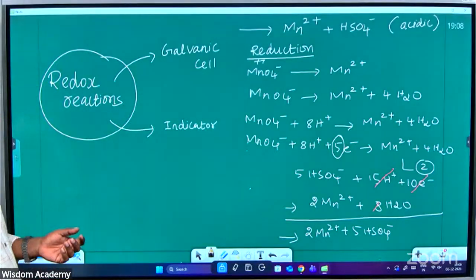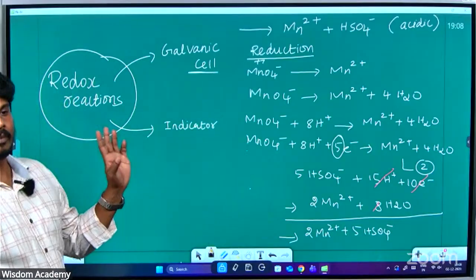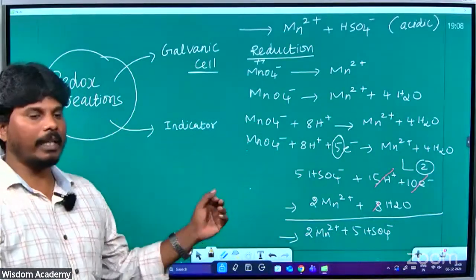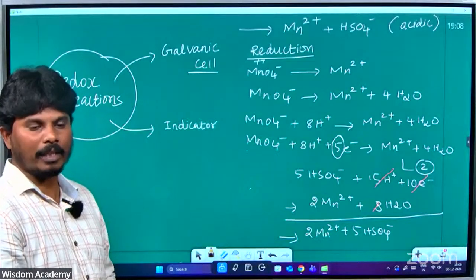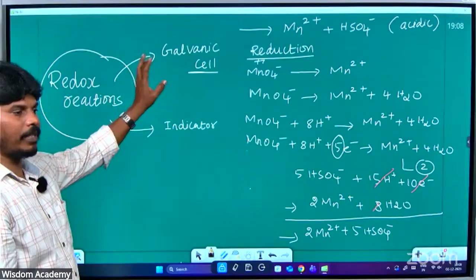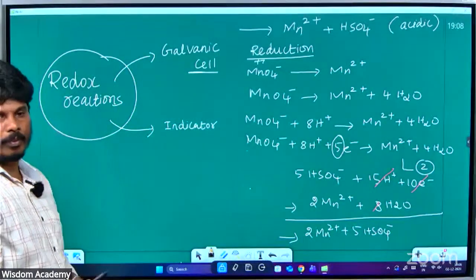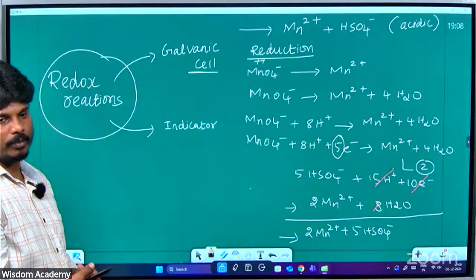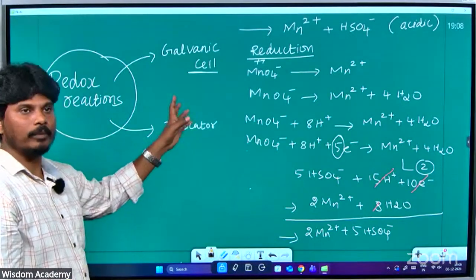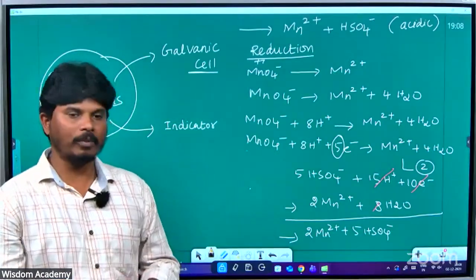So usually, a cell is a device which converts chemical energy into electrical energy or electrical energy into chemical energy. So a galvanic cell is nothing but the device which converts chemical energy into electrical energy. Then indicator, at least, sir, we have heard about indicator in experiments.